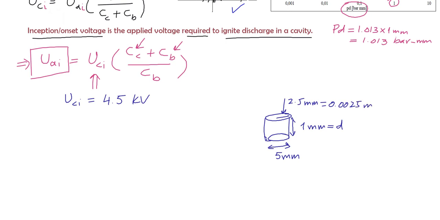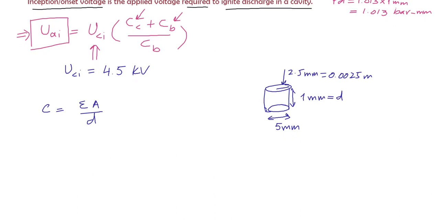Okay, so now from the formula for the capacitance, C is equal to epsilon A by D. Now for the capacitance CC, we will have, because capacitance CC is the capacitance of the cavity.